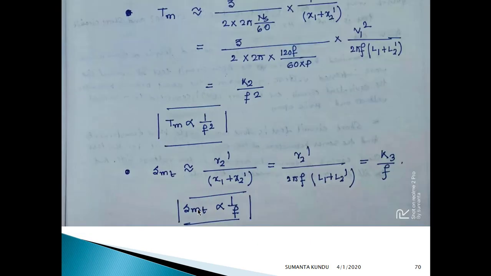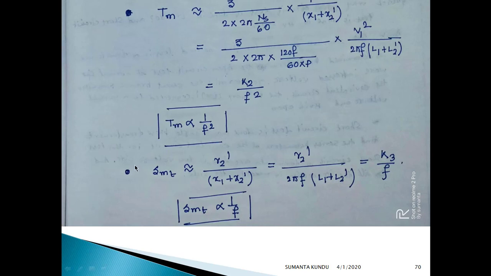Now for maximum torque, we have neglected the r1 term in the denominator and simplified it. So here it is V1 square. Again we can see, if we simplify the equation, maximum torque becomes proportional to 1 by supply frequency square. So again we can conclude that if the frequency increases, maximum torque also reduces drastically.